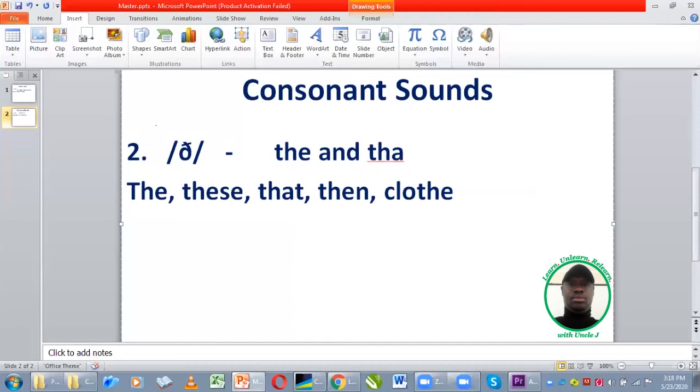Clothe. Now, the previous sound, we pronounce this as cloth, but this sound, you pronounce this word as clothe. You can see the difference. This word is without the letter E, so cloth. But this one has the letter E and it makes it sound as if you're pronouncing the letter D, clothe.